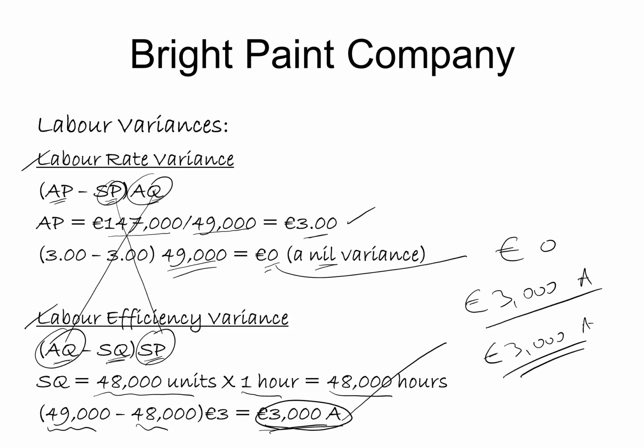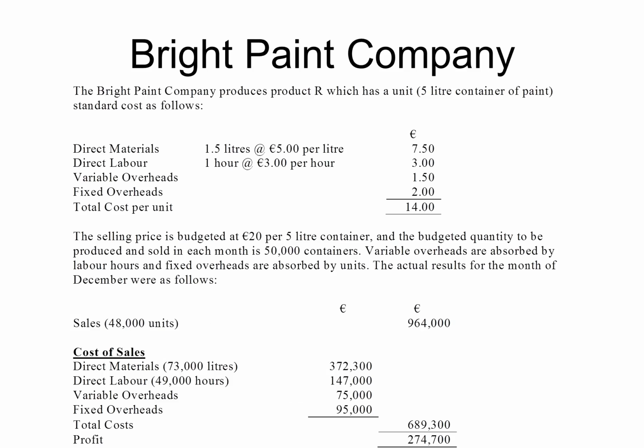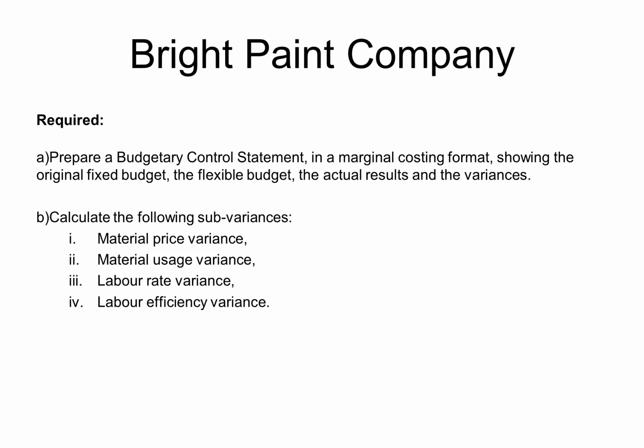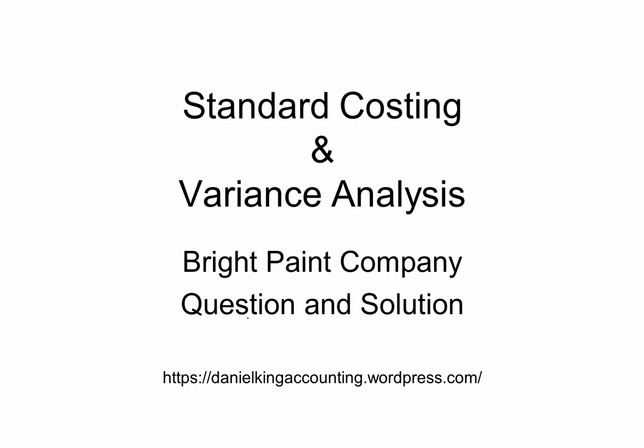So what we do is now we just go back to the beginning, back to the question, and have a quick look at it. So here we are back to the original question, and we just have a look and see what we're asked to do. Prepare the budget control statement in a marginal costing format, showing the number of columns, the original fixed budget, the flexible budget, actual results, and the variances. So we've done that, and then we've calculated the following sub-variances: material price and usage, labour rate and efficiency. So that's the end of the question.